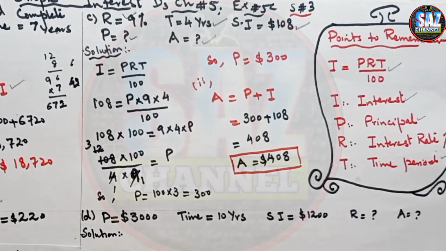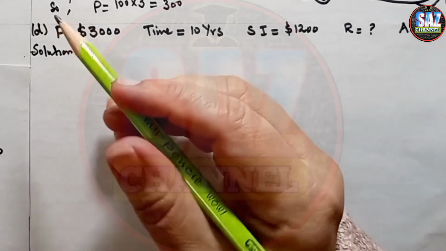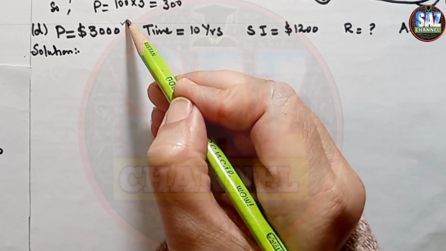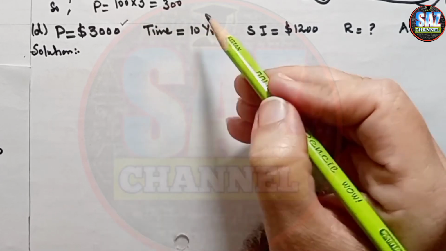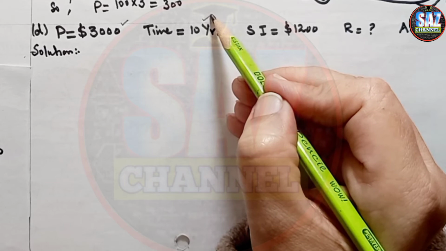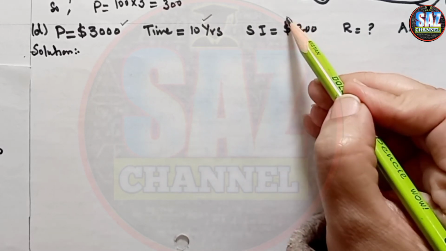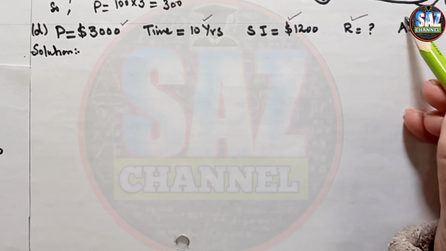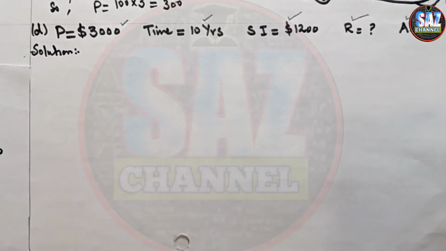Okay, and coming to the D part of the question, let me read the data from the book. In the D part, the principal amount is 3,000. Time given in the question is 10 years, and simple interest is 1200. We have to find the rate of interest and we have to find the amount. So let's quickly move to the solution of the question.